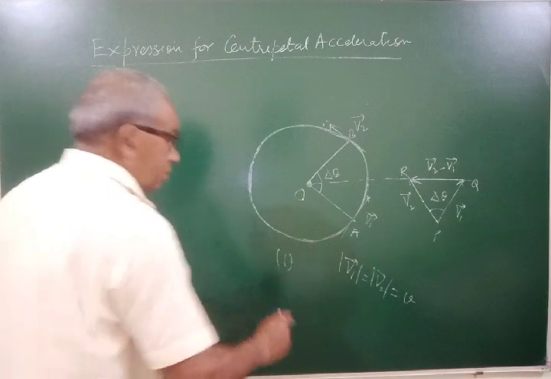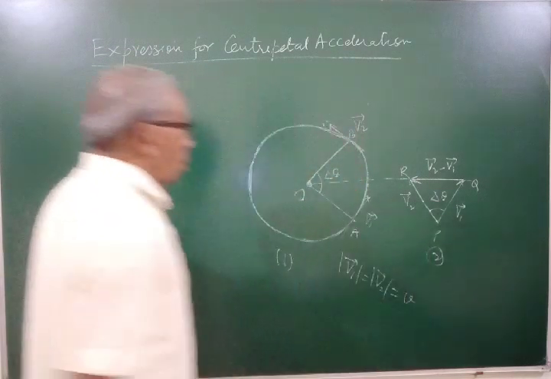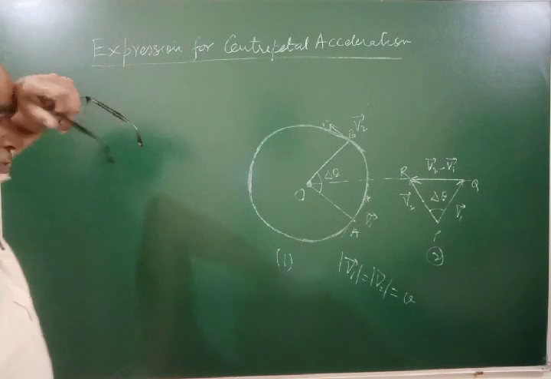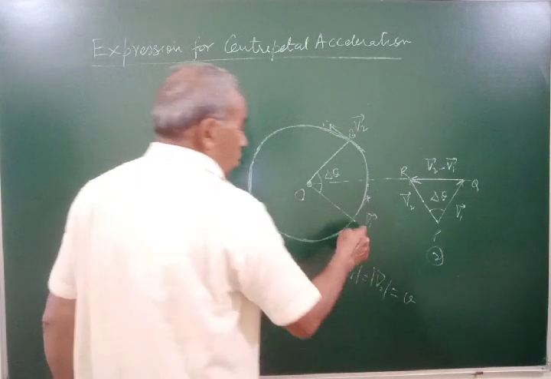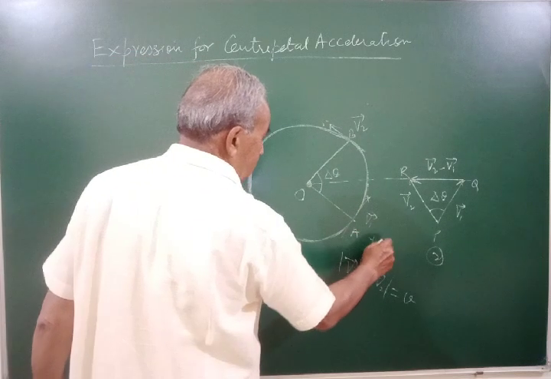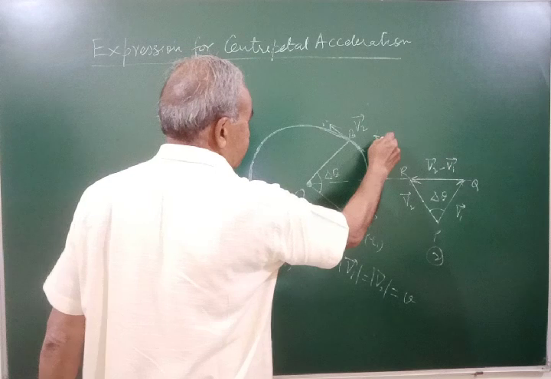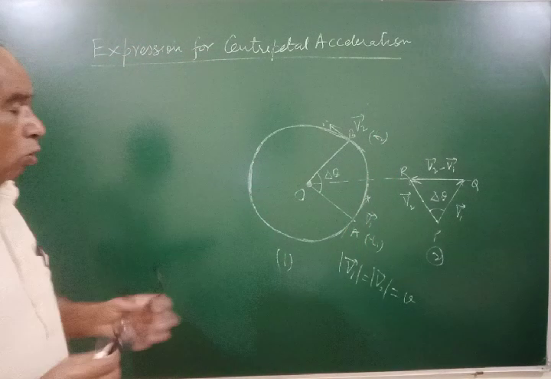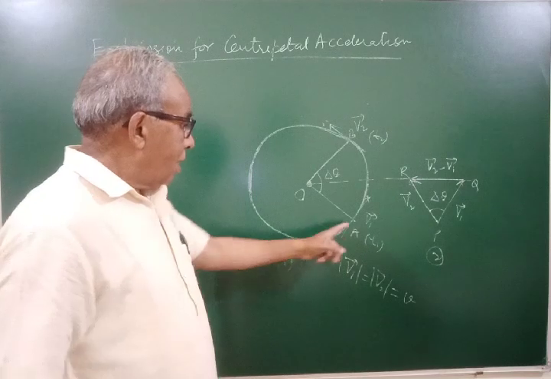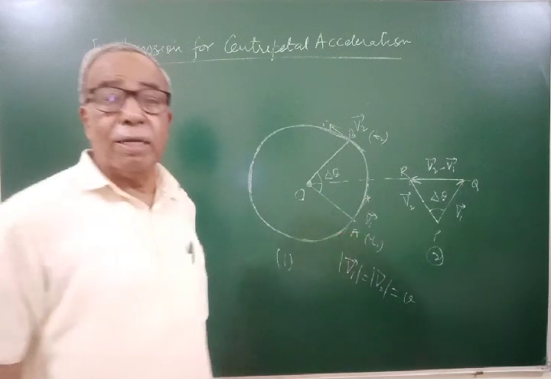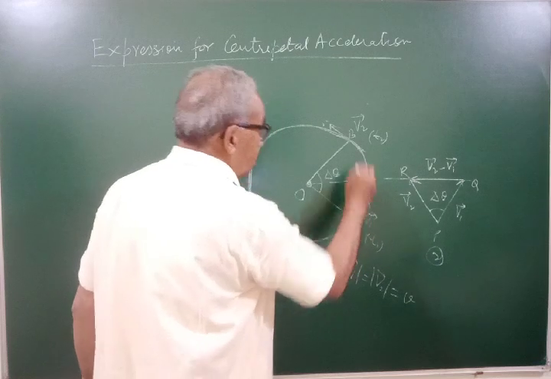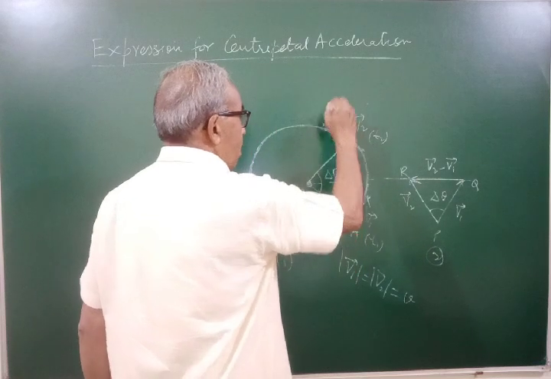Here in this figure 1, this is figure 2. A body is moving on a circular path with constant speed v. Its velocities are v1 and v2 at times t1 and t2 at points A and B. The body goes from A to B in time interval t2 minus t1. At point A, velocity v1 is the linear velocity along the tangent. This is the direction of velocity v1. This is velocity v2 here.